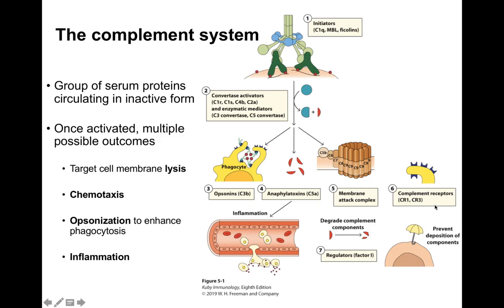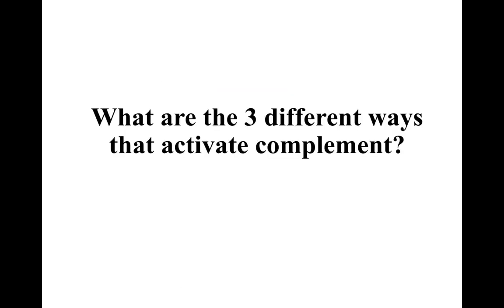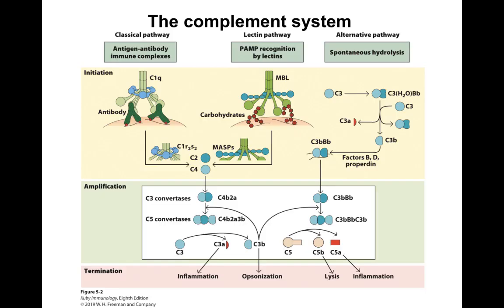And there are complement receptors that can bind to some of the complement proteins, which can also have effects such as enhancing phagocytosis, and also have important roles in bringing immune complexes from the blood into the liver to be cleared. So those are some of the main goals of complement. What are the 3 different ways that complement is activated? The classical, the lectin, and the alternative.